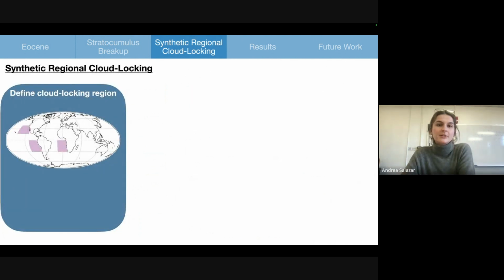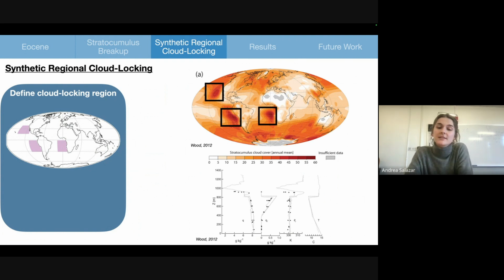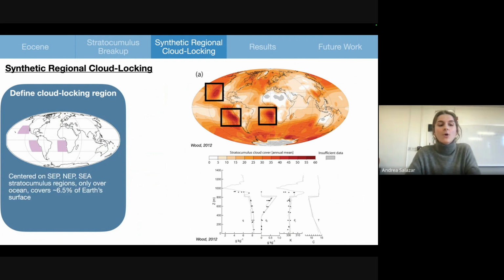So I'll walk you through a little bit more exactly how this synthetic cloud locking works. First, I just define my region of cloud locking. Like I said, we're interested in these subtropical stratocumulus cloud regions. So we center our cloud locking regions around observed areas on Earth where we see these stratocumulus clouds, and then we make sure that our regions total 6.5% of Earth's surface. And then we also note that these are low altitude clouds, and so we're only going to perform cloud locking in the bottom 10 layers of the atmosphere.